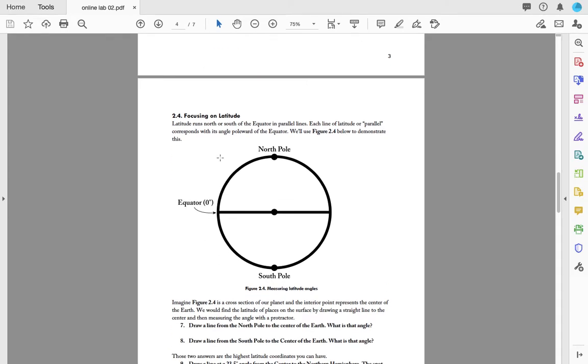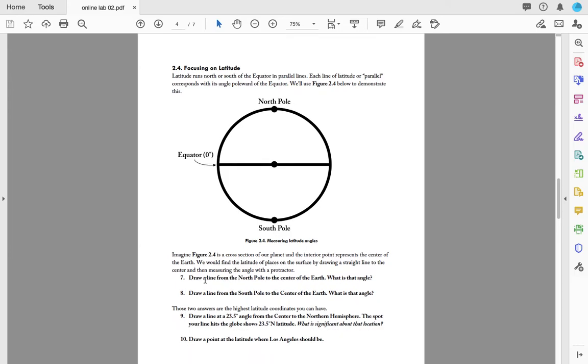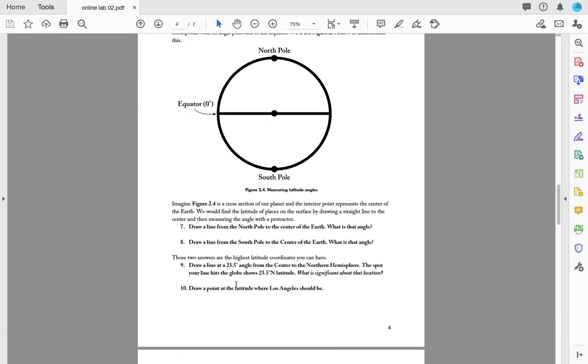Down here, focusing on latitude. Read through here. This is the idea of if the Earth was cut in half, you have the equator running here, the North Pole and South Pole, and this point here in the center of the Earth. Things like draw a line from the North Pole to the center of the Earth, so you're going to go from the north to the center right here. What is the angle? You need to measure the angle between this new line and the equator right here to get a sense of what that angle is. And that will connect to some stuff here. Same thing with the South Pole right there. Draw a line at a 23.5 degree angle from the center to the northern hemisphere.